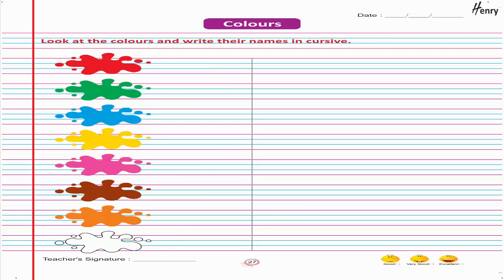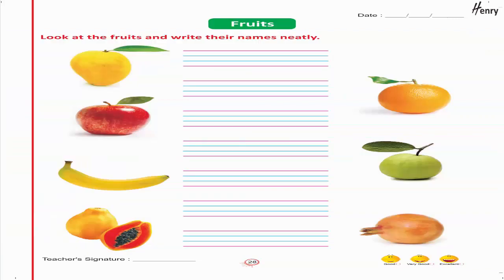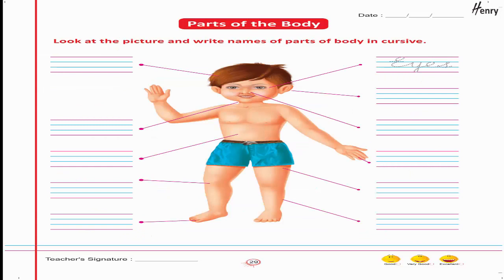Colors. Look at the colors and write their names in cursive. Fruits. Look at the fruits and write their names neatly. Parts of the body. Look at the picture and write names of parts of body in cursive. Eyes.